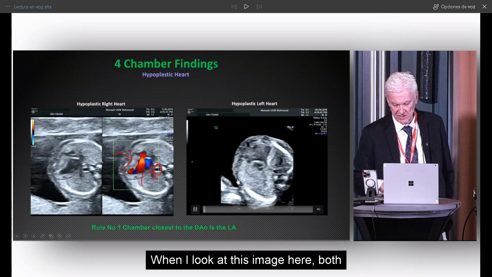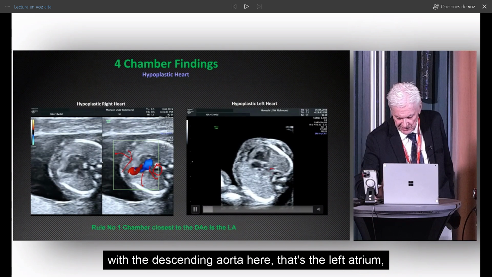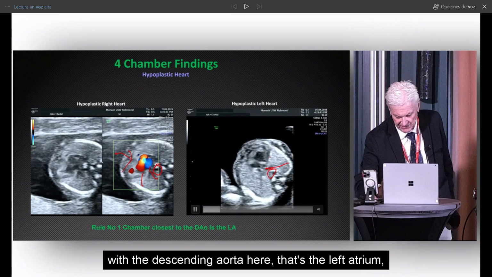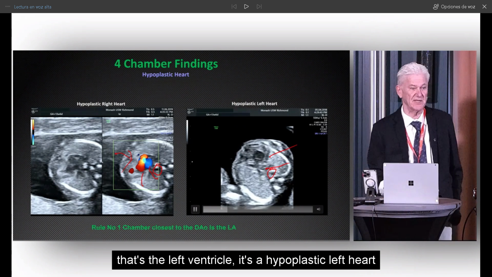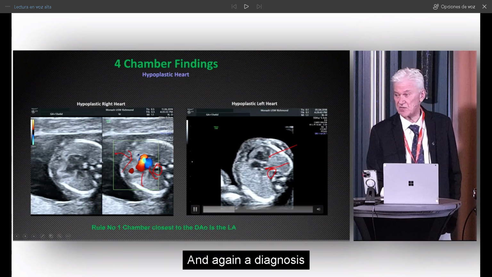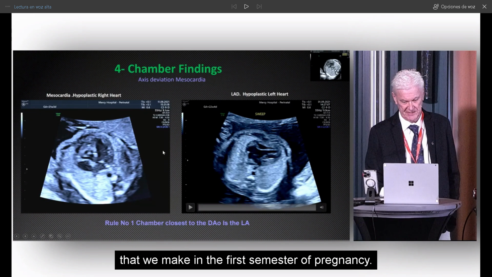When I look at this image here, both of these are first trimester diagnoses, with the descending aorta here, that's the left atrium, that's the left ventricle. It's a hypoplastic left heart. And again, a diagnosis that we make in the first trimester of pregnancy.